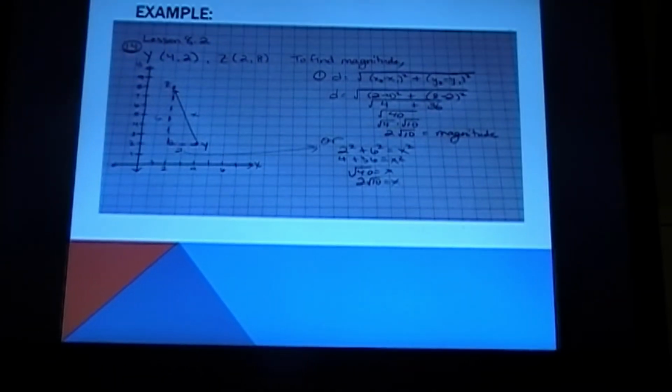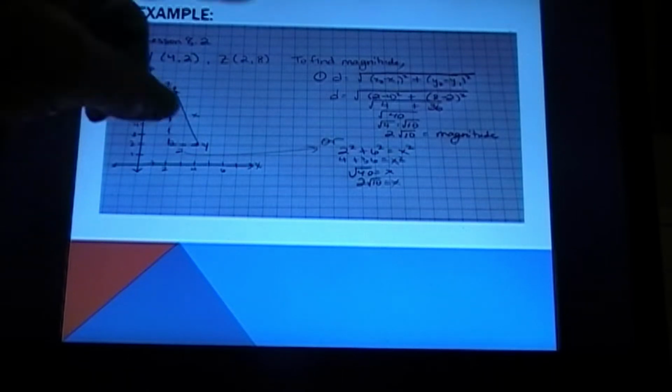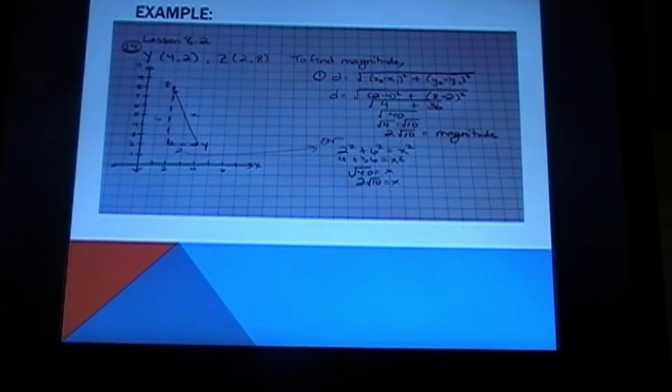Magnitude. Here's an example of the magnitude. You've got the point with y of 4 and z is 2, 8. We found the magnitude by doing the distance formula. We plugged in the values and simplified and got 2 root 10 for the magnitude. Then we could also do the Pythagorean Theorem. You see the triangle. The length of the base is 2, the height is 6. Again, 2 squared plus 6 squared is equal to x squared. We simplified and we got 2 root 10.